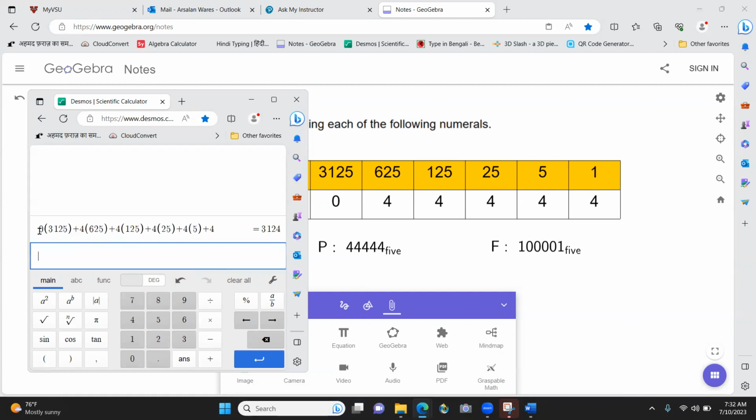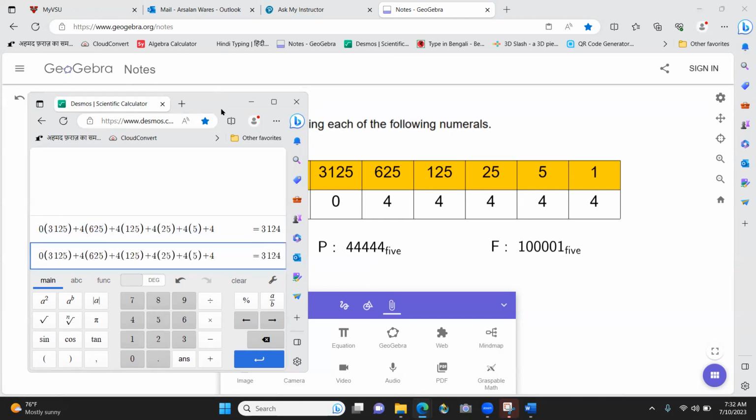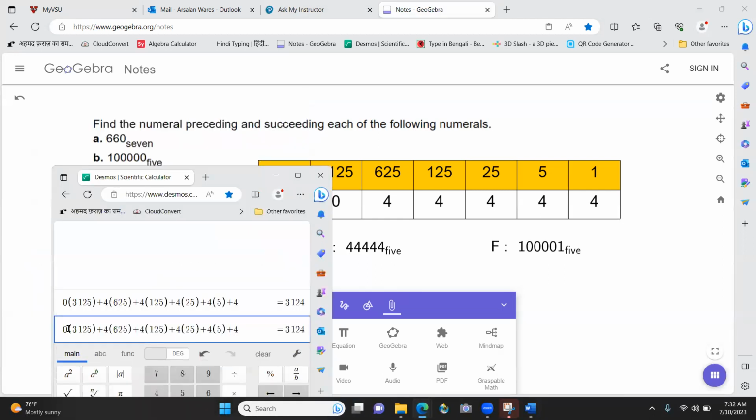What about the one that's given? Hopefully that'll be 3,125. Hopefully, let's enter it carefully. What was given to us is 1 times this. And I'm already seeing that I'm fine.